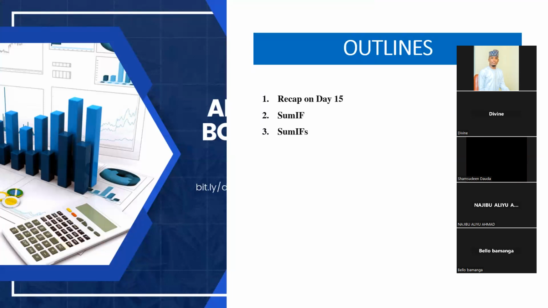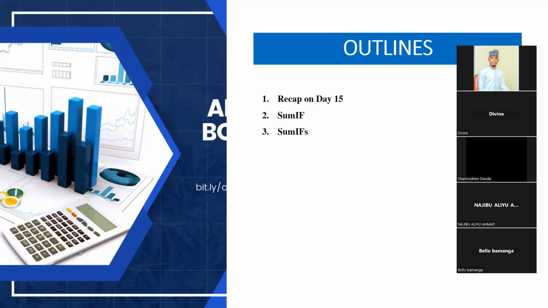So what we did yesterday, day 15, if you can recall, we discussed COUNTIF and COUNTIFS. I told you the functions we use in order for us to count a particular criteria. For COUNTIFS, we count two or more criteria, while for COUNTIF, we count only one criteria within a range. So today we are going to talk about SUMIF and SUMIFS.